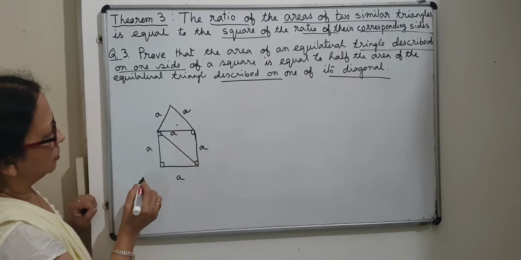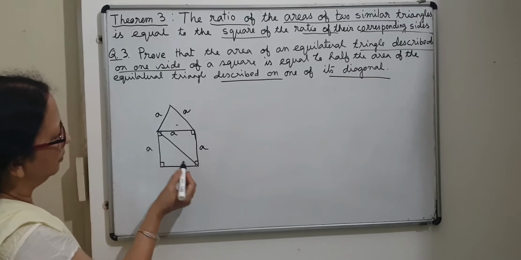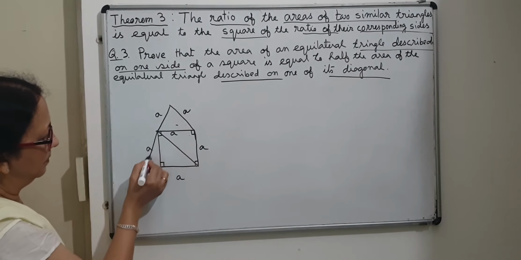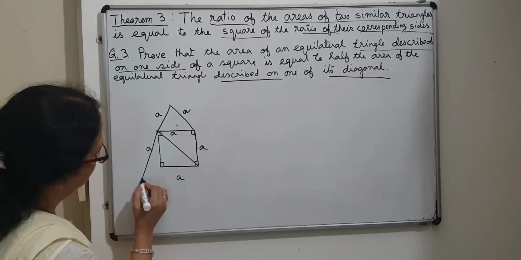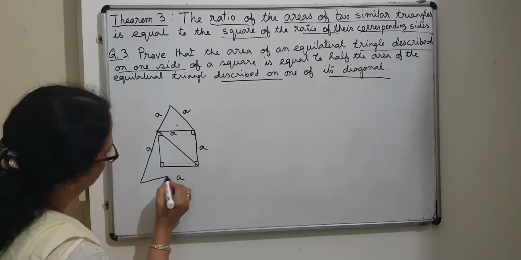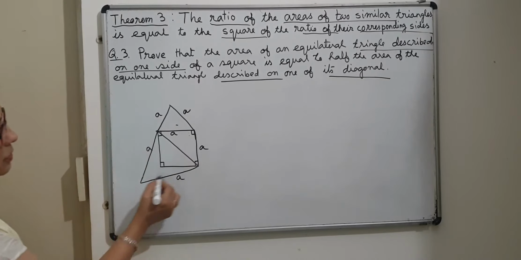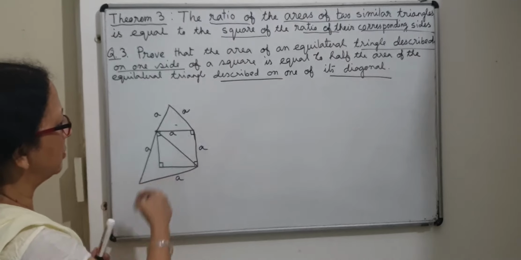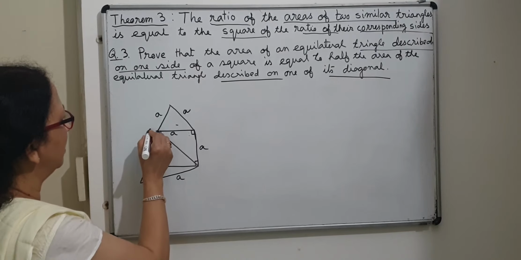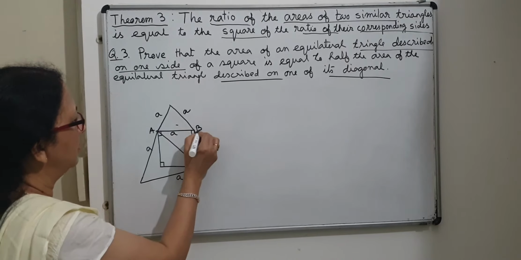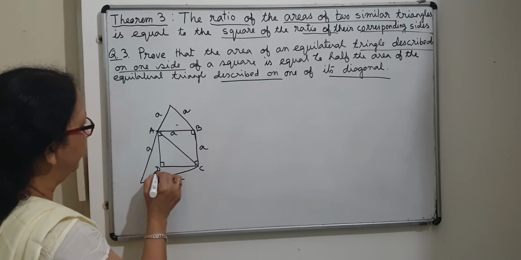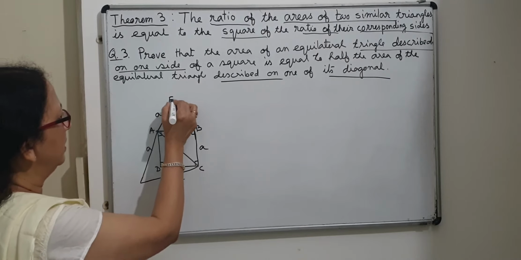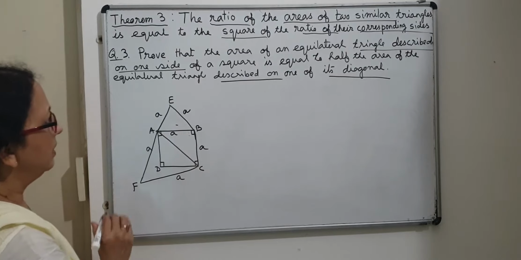So this will be the triangle described on the diagonal of a square. Have I understood? So let me give names: say ABCD is the square, and say this point is E, and this is F.